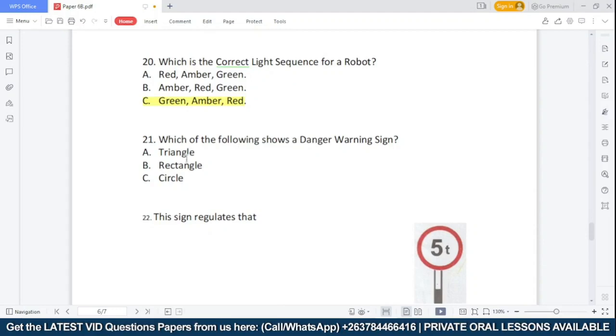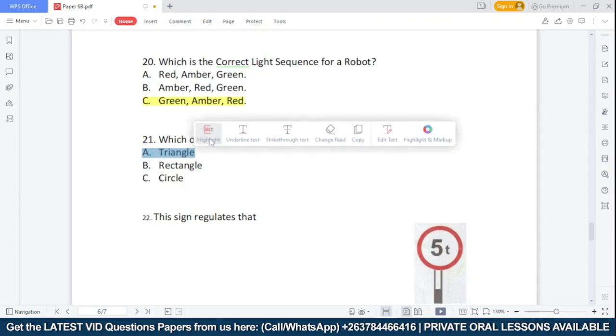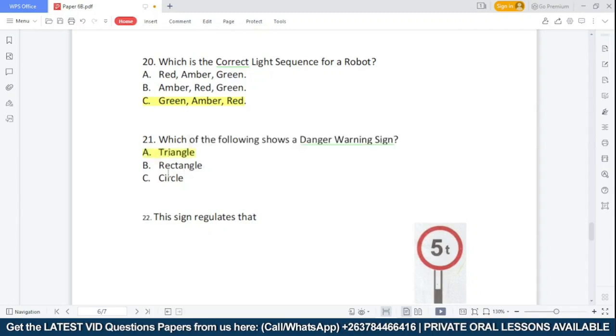Okay, so number 21, which of the following shows a danger warning sign? Is it a triangle, a rectangle, or a circle? So we know that a danger warning sign is shown by a triangle, right? So a triangle is a danger warning sign. So what about a rectangle? A rectangle is a mandatory or regulatory sign. What about a circle? Oh, sorry, a circle, that's a regulatory sign, like this one. It can be called a mandatory or regulatory sign.